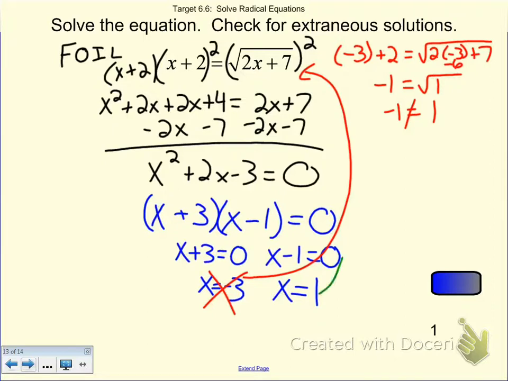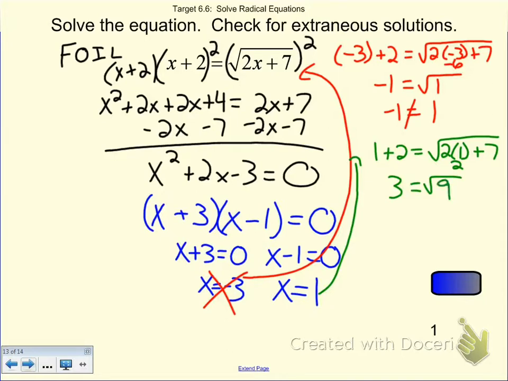Now we're going to see if 1 works. So we're going to plug that one in. So we have 1 plus 2 equals the square root of 2 times 1 plus 7. 1 plus 2 is 3. 2 times 1 is 2. 2 plus 7 is 9, so the square root of 9. The square root of 9 is 3. Does 3 equal 3? Yes, it does. So x equals 1. That is your answer.